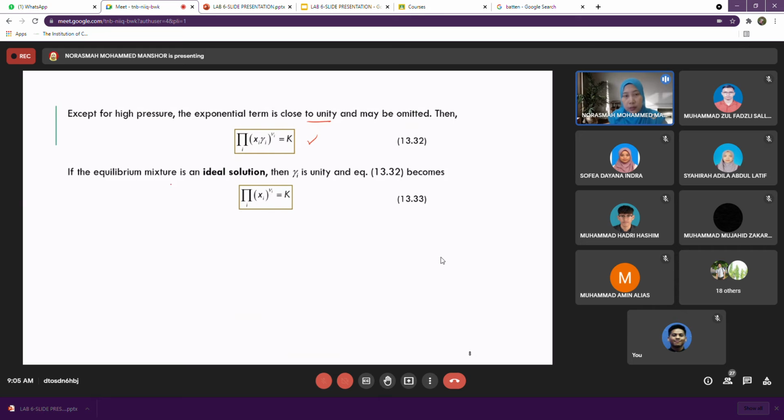And if the equilibrium mixture is an ideal solution, the activity coefficient is equal to 1. So the equation becomes 13.33. This is for ideal solution. This one is for non-ideal. Okay, this is the equation for liquid phase. The one with y earlier is for gas phase reaction.